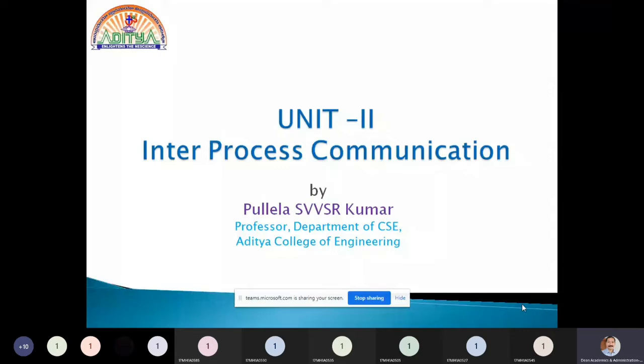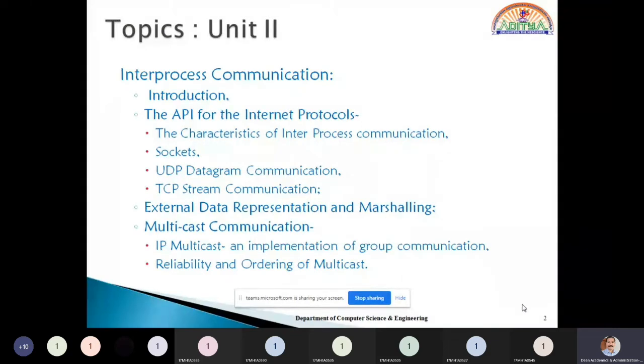Inter-process communication. We are going to discuss the following topics. We'll start with an introduction to inter-process communication. Then we'll talk about the application program interface for the internet protocols. As a part of that, we'll see what the characteristics of inter-process communication are. Then we'll talk about sockets. Then we talk about UDP datagram communication and TCP stream communication.